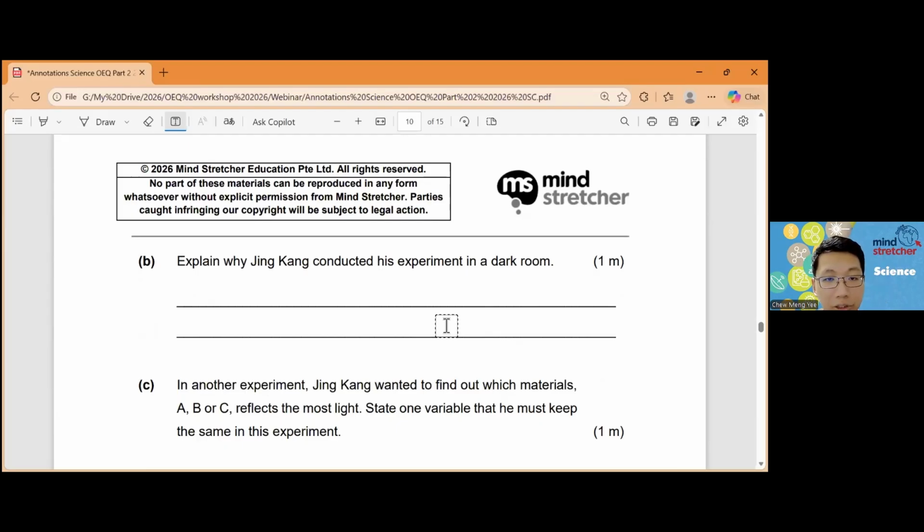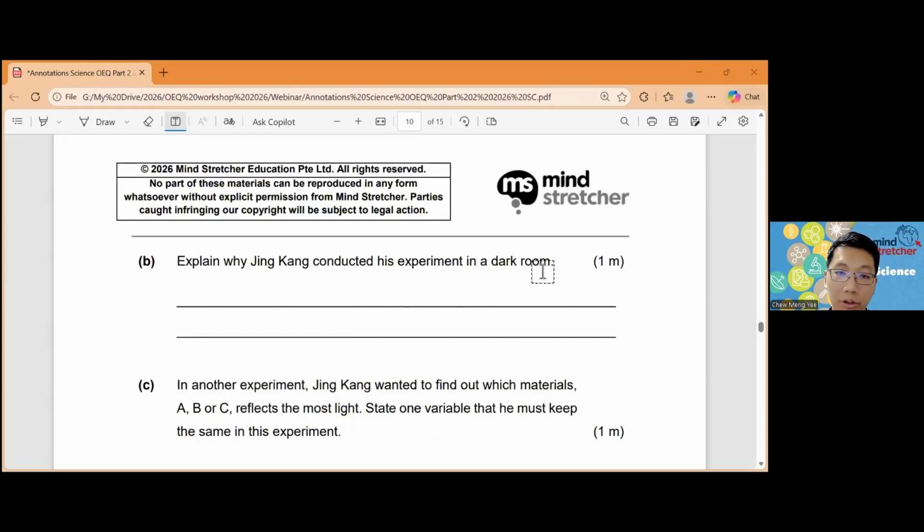Explain why Jin Kang conducted his experiment in a dark room. Now, this question seems like a fair test question. Okay, you can say this is a fair test question or partially a fair test question.